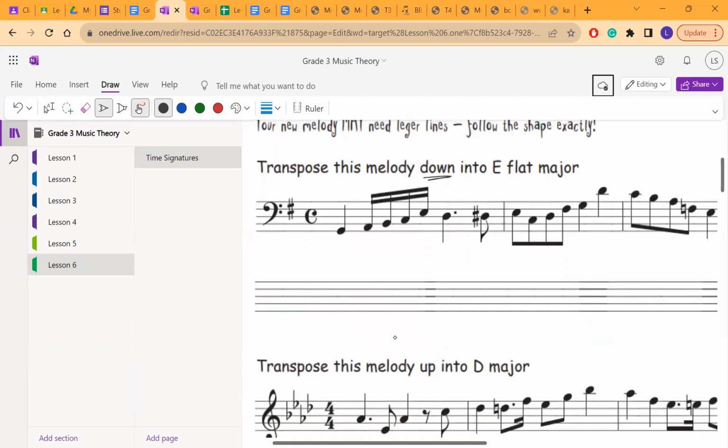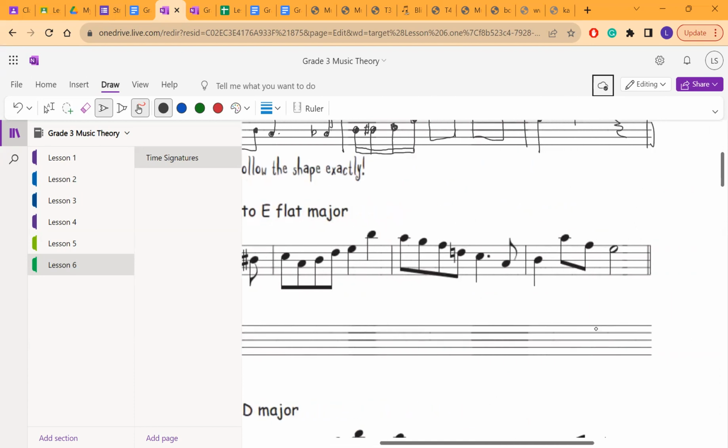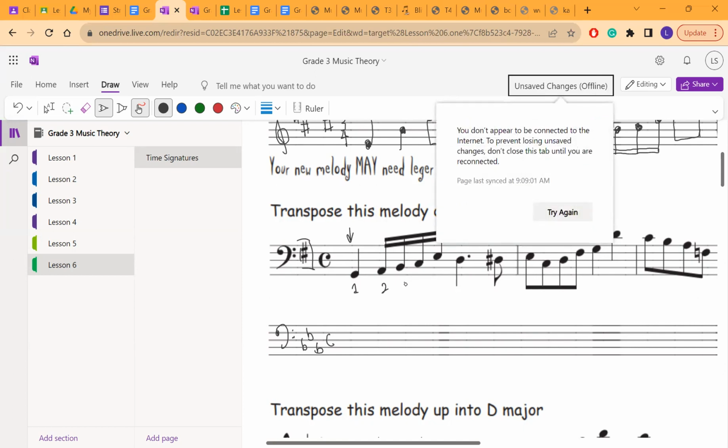Okay, transpose this melody down into E flat major. So this is in G major. We can tell: it ends in G, starts in G, and the key signature is F sharp. So this is in G major. The key signature of E flat major is 3 flats, and we keep the time signature the same. So, we mark the scale degrees.